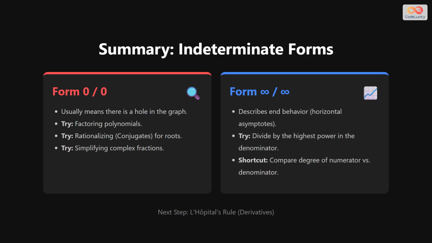To wrap up, remember these key strategies. If you see 0 divided by 0, it's likely a hole. Try factoring or rationalizing to remove the problem term. If you see infinity divided by infinity, you are looking for horizontal asymptotes. Compare the growth rates by dividing by the highest power. Master these forms, and you will be ready for derivatives next.